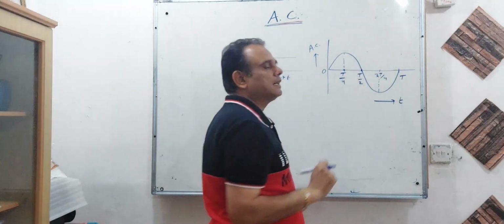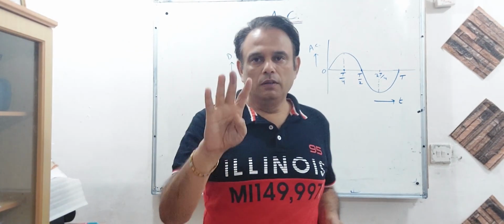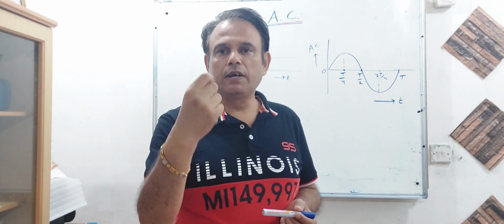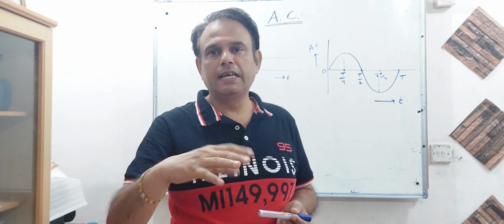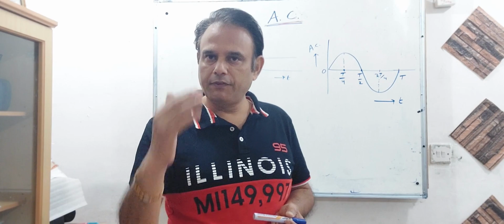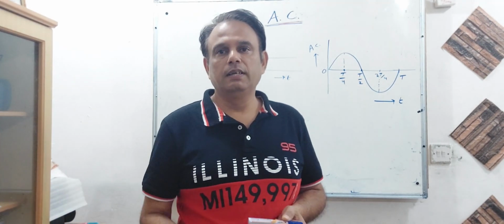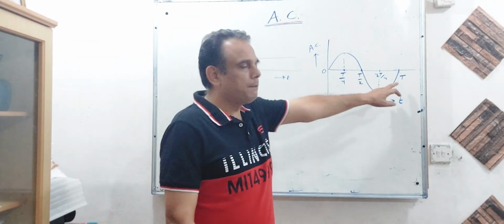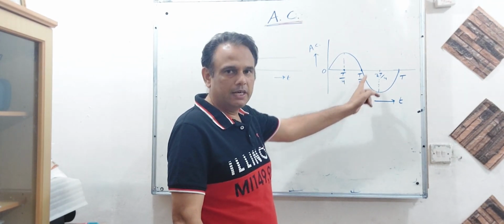So a complete cycle I have divided into 4 parts. Like if you have 1 rupee, you have 25 paisa, 50, 75 and 100. In Indian currency, 1 rupee means 100 paisa, 25 paisa is 1/4 of a rupee, 50 paisa is half of a rupee, 3/4 means 75, and 1. Here, the same thing I have done. Time period we have divided into 4 quarters: T by 4, T by 2, 3T by 4 and T.